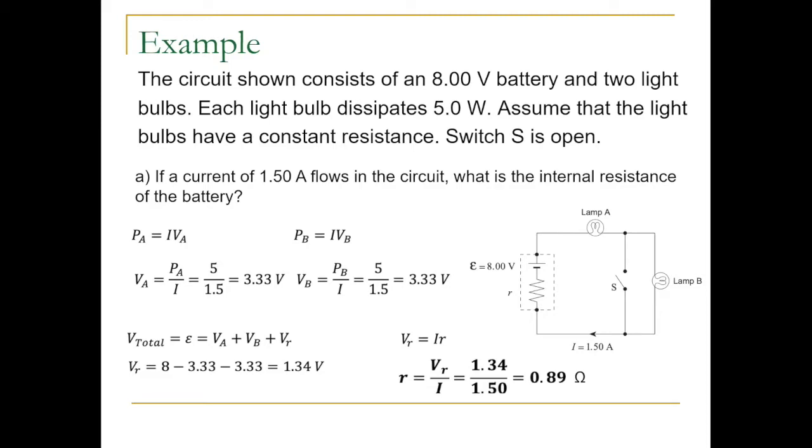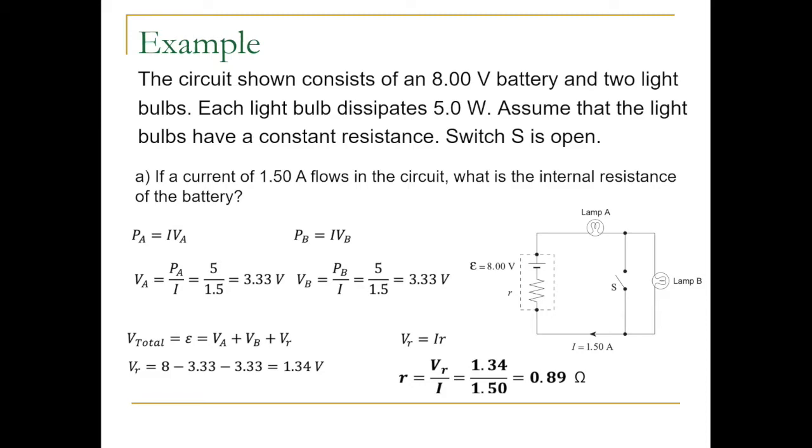We also see two light bulbs and a wire that connects across the circuit, and there's a switch on that wire. You'll notice that it is connected in such a way that it would affect lamp B, which is going to be important later on. In the question, the switch is initially open, and we have a current of 1.5 amps flowing in the circuit. The question is, what is the internal resistance of the battery?